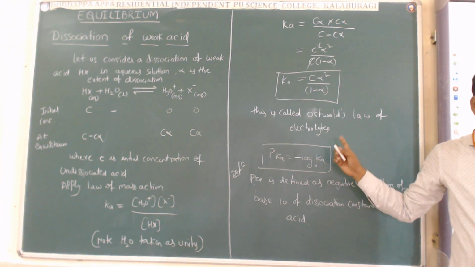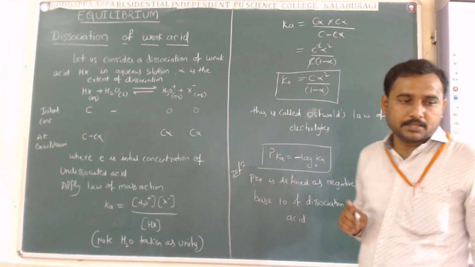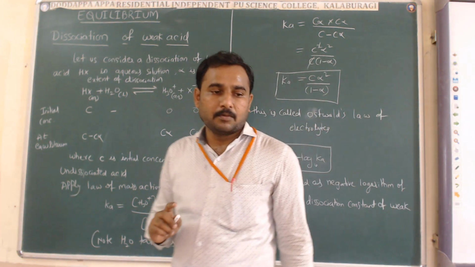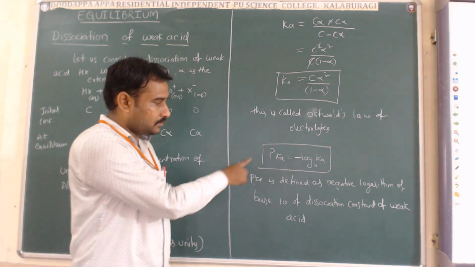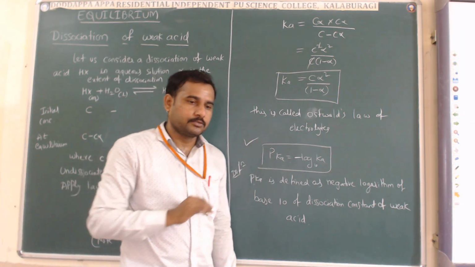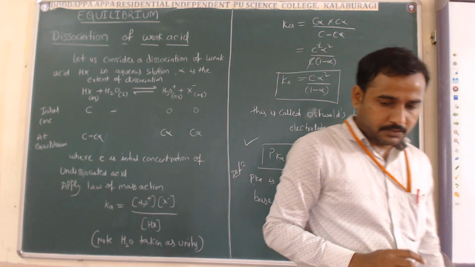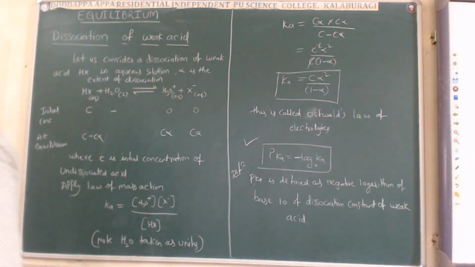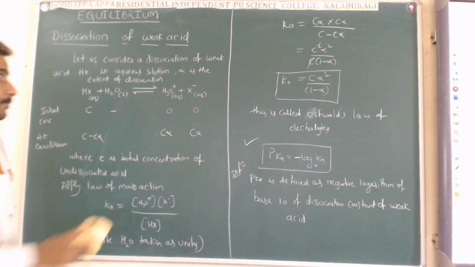This is a very important formula: pKa is equal to negative logarithm of base 10 of the dissociation constant of a weak acid. We use this formula in solving problems. The next topic is dissociation of a weak base.